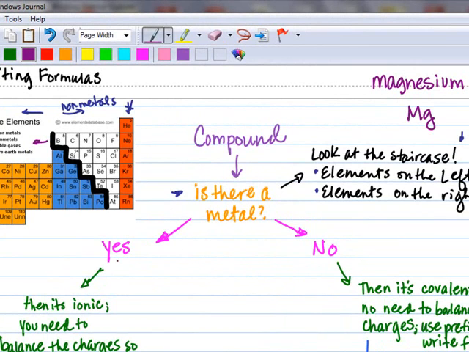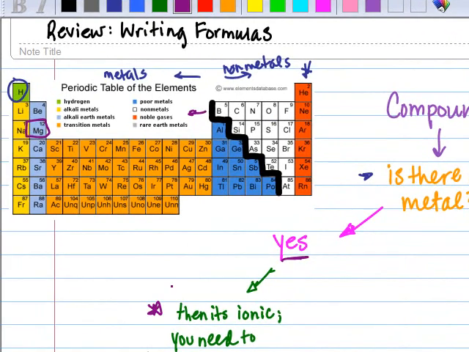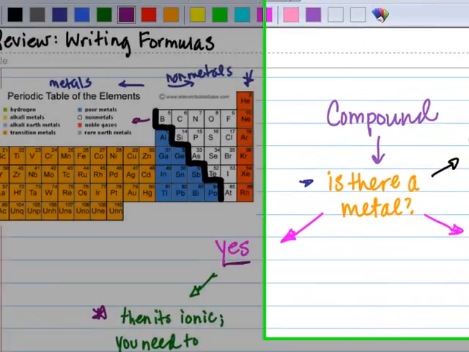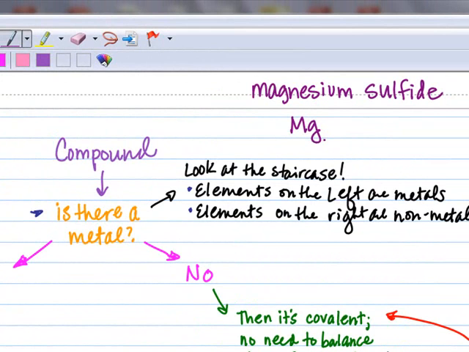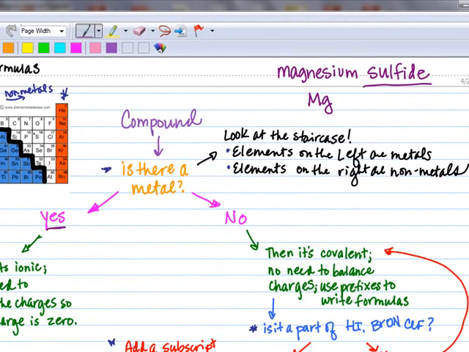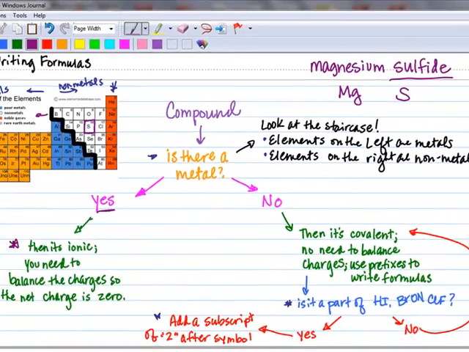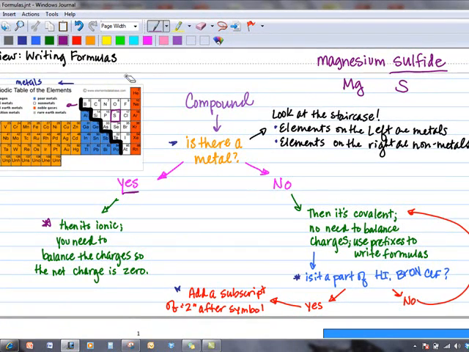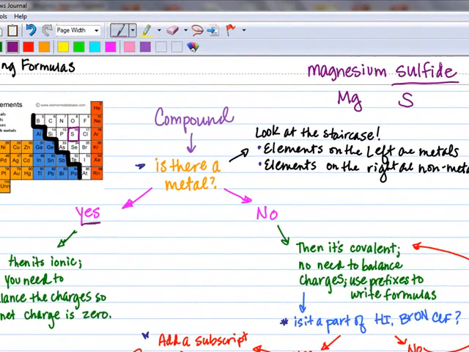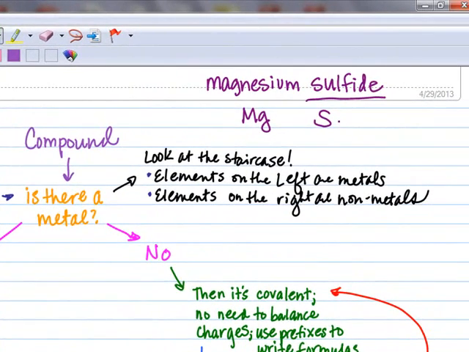So when we follow along, is there a metal? Yes. Then it's ionic, and we need to balance the charges so the net charge is 0. What that means for us is that we need to figure out the charge of magnesium and the charge of the anion, which in this case is sulfide. Sulfide is the ion of the element sulfur. Sulfur is on the right-hand side of the staircase, which means that it is a nonmetal. All of those parts were the easy parts. What we need to do now is review how to figure out the charge of magnesium and the charge of sulfur. So look at the periodic table.